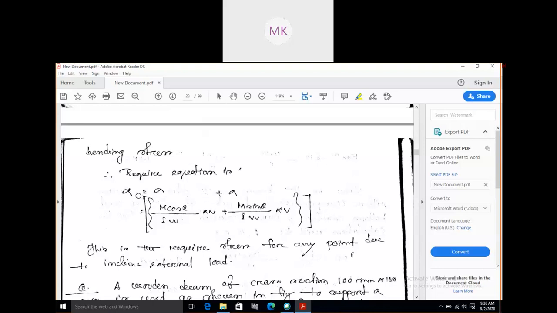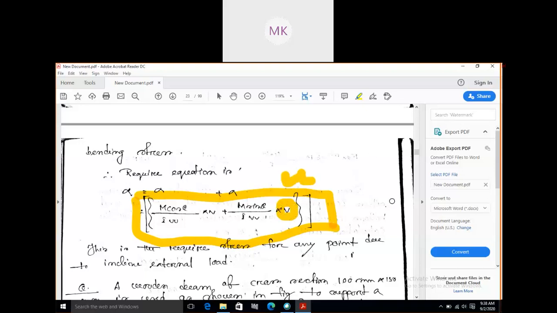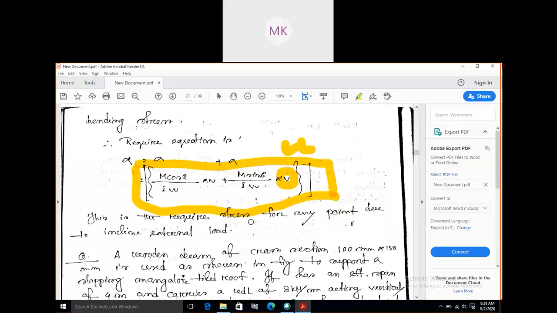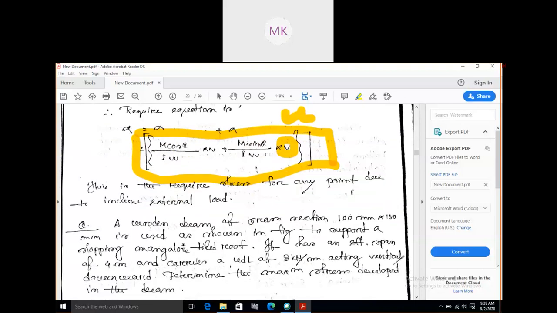All of you please remember this formula. We need to use this formula while we solve the numericals. Sigma is M cos theta by I UU into V, plus M sin theta by I VV into U. The last one is U, not V. Please remember this formula. We need to use it while we solve the numericals.